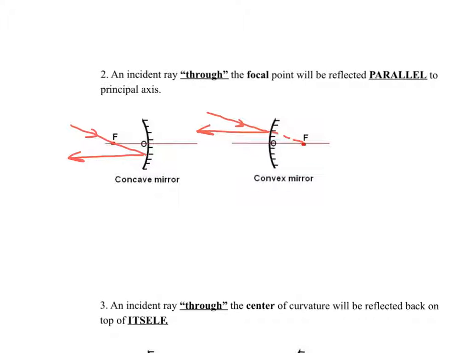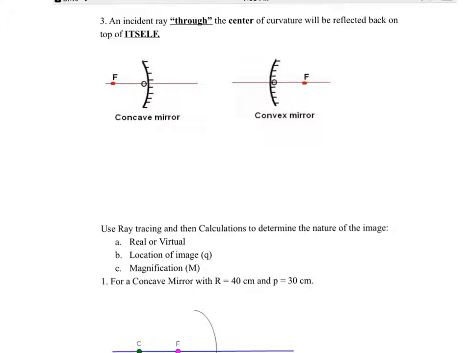Let me go on to rule number 3. All right, rule number 3, and there's nothing magical about 1, 2, and 3. You can do these in any order. Bottom line is there's just 3 rules. Each one is different, but they're useful in finding the location of images. In this one, we're going to have an incident ray through the center of curvature that will be reflected back onto itself. Now, the center of curvature is twice as far from the mirror as the focal point. That is in one of the rules or the equations that I laid out yesterday.